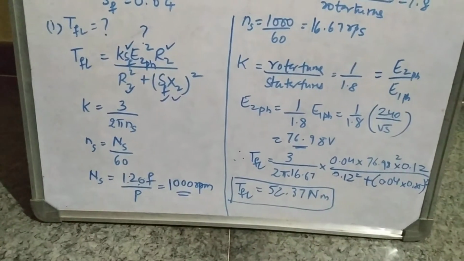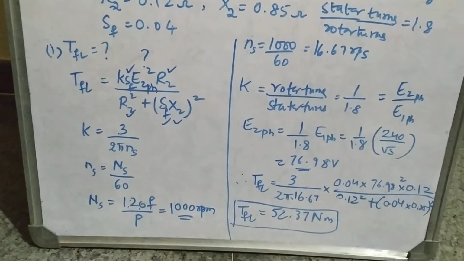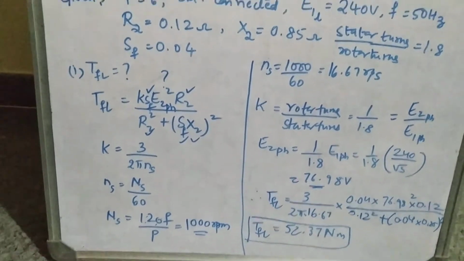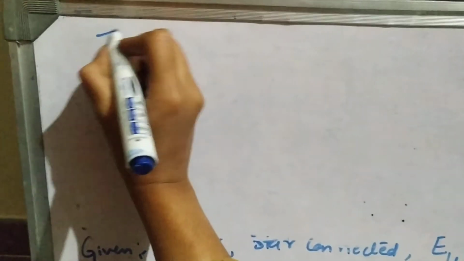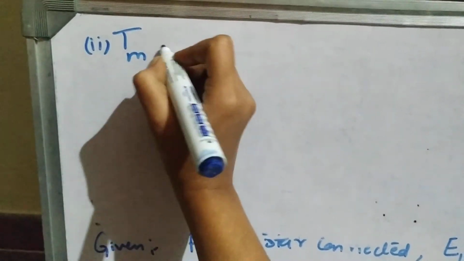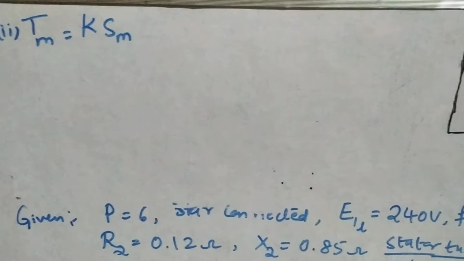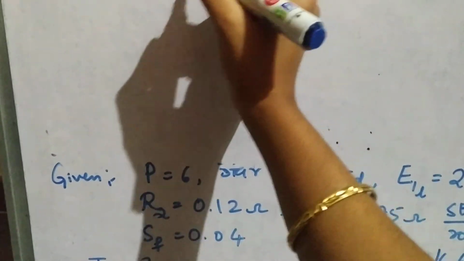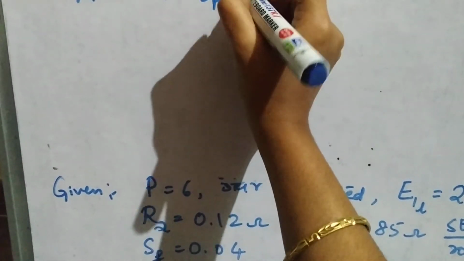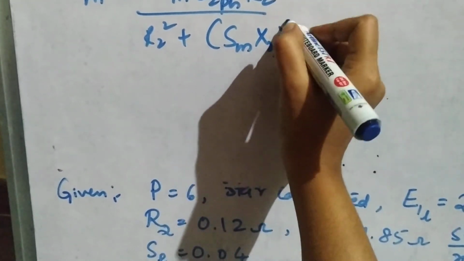So this will be the solution for part 1, that is how to calculate the developed torque at full load. Next, we'll find out the maximum torque, sub question 2. Maximum torque is given by, as usual, the same formula, K into SM into E2 phase square into R2 divided by R2 square plus SM into X2 whole square.